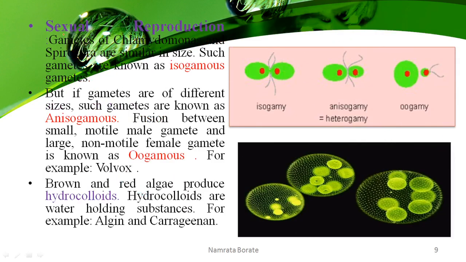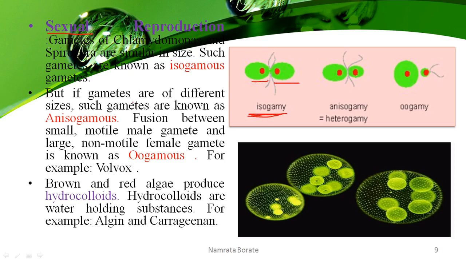Afterward that, the third most important way of reproduction is sexual reproduction. It's a very interesting phenomenon in the division thallophyta. The gametes of Chlamydomonas and Spirogyra are similar in size. You can see here, these are the gametes, and the gametes of Spirogyra as well as Chlamydomonas are similar in size. If the gametes are similar in size, then that type of sexual reproduction is called isogamy, the isogamous gamete.